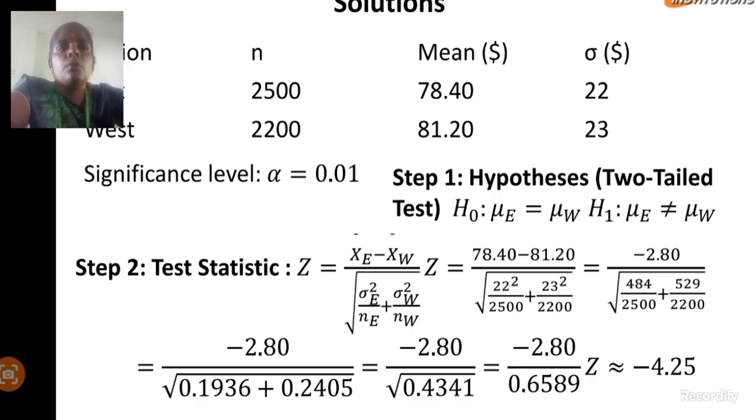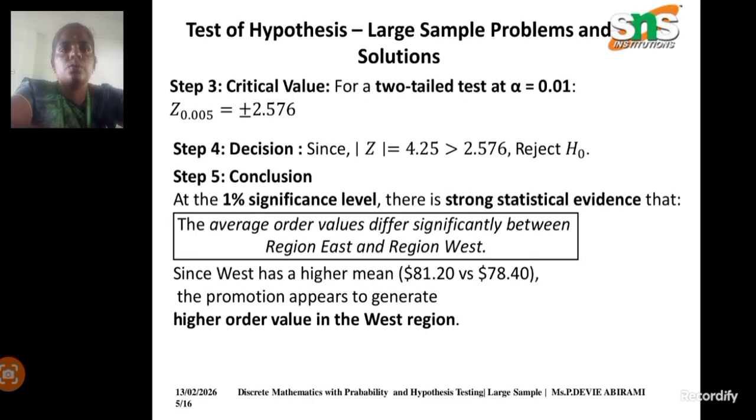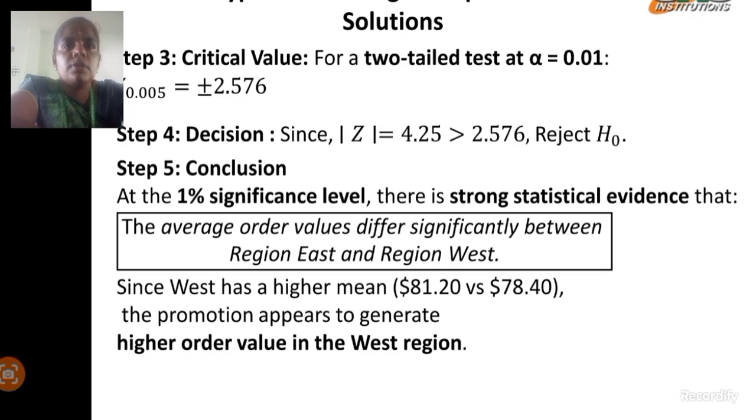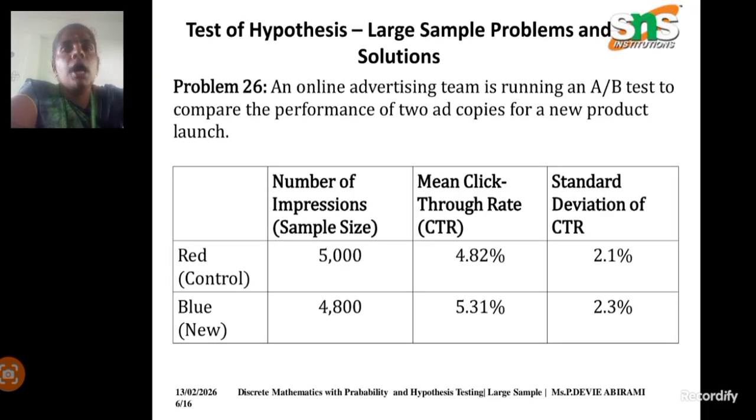It is natural that some problems will have a negative solution also. As it is a two-tailed test, the critical value at the level of significance is 2.576. When compared to my value, the calculated value is much greater in magnitude, so we can reject our null hypothesis. There is strong statistical evidence that there is a significant difference between the two regions, that is, the East region is different from the West region. So the higher order value is in the West region. From this hypothesis test, we can conclude that the West region has a higher order value.